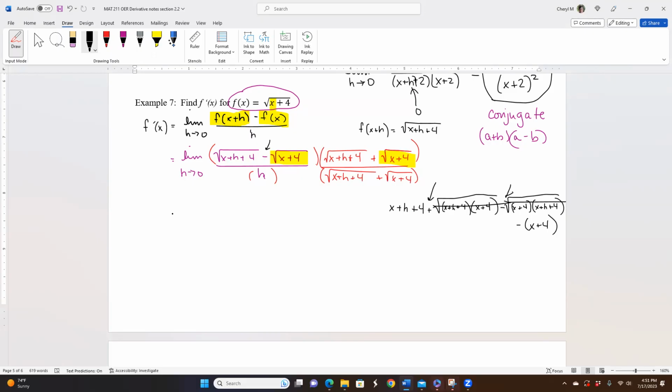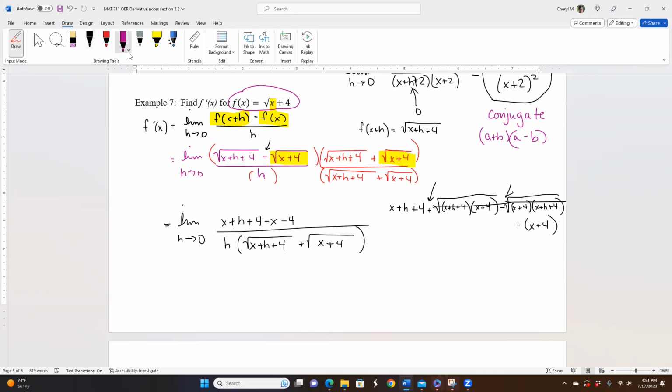So our real numerator here, I'm going to rewrite this. Our real numerator is x plus h plus 4 minus x plus 4. If we subtract x plus 4, we subtract the x and subtract the 4, so we distribute that negative. Now, my denominator doesn't look that happy, but we'll figure it out later. My denominator will be the h times the square root of x plus h plus 4 plus the square root of x plus 4.